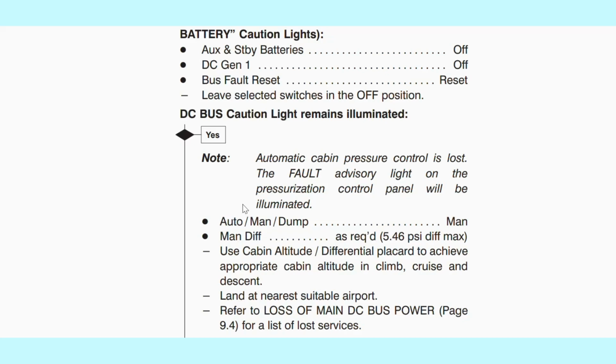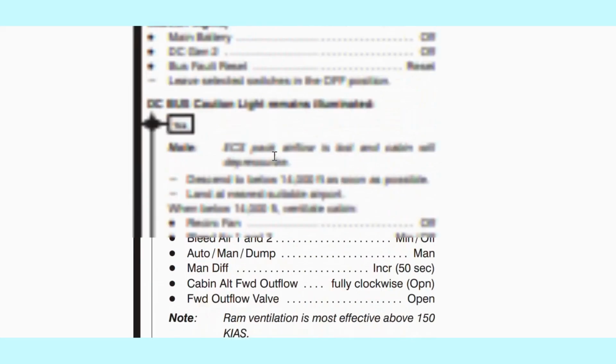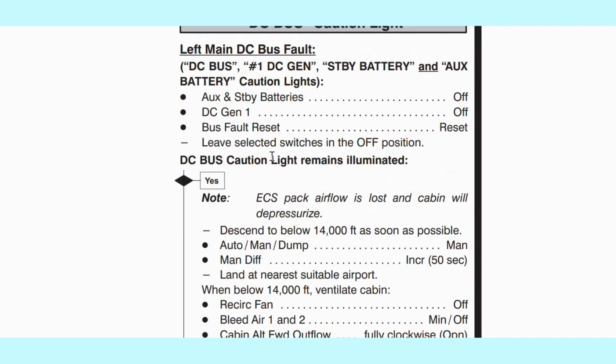Now on the same one here, where there was no revised ECS logic incorporated, let's go and have a look at that. Can you see there? That's not what it says here. Okay, because this one does not have an auto cabin pressurization area. It just says ECS pack airflow is lost and cabin will depressurize. That's all it says here. Okay, so here it tells you descend.